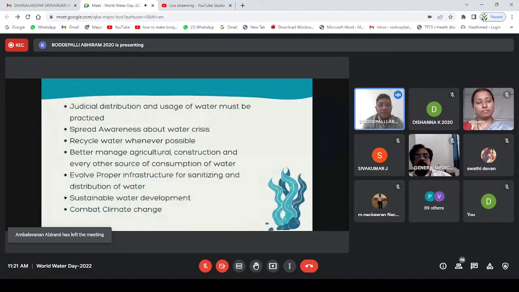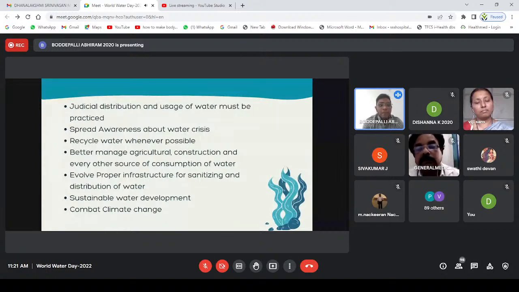So a few things which we can do is we can have a judicious distribution and usage of water. We can spread awareness about the water crisis. We can recycle water whenever and wherever possible in our households. And we can have better management of agriculture, construction, and other sources of water consumption. And we can develop proper infrastructure for sanitation and distribution of water. We can follow sustainable water development practices and combat climate change.